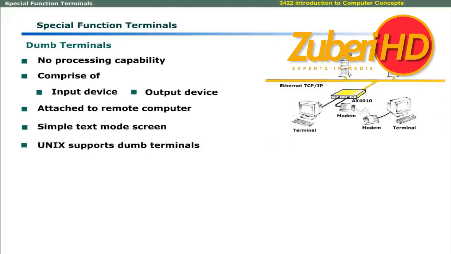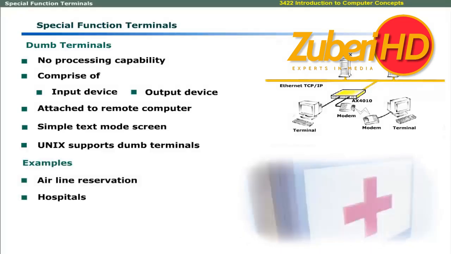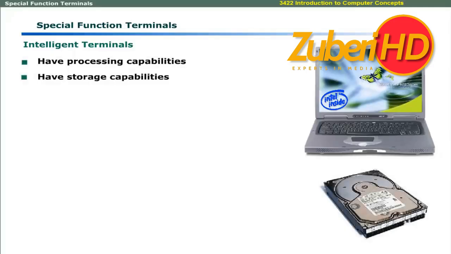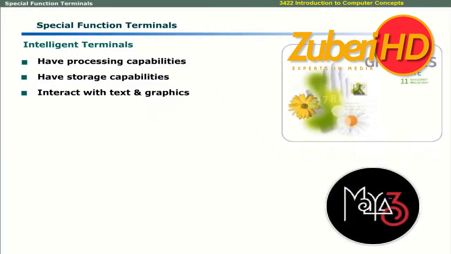Unix-based systems support the dumb terminals. These are installed in airline reservation offices, hospitals, and defense organizations. Intelligent terminals have processing and storage capabilities. These can interact with text and graphics applications.